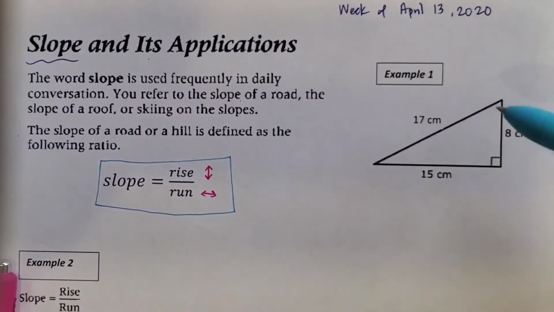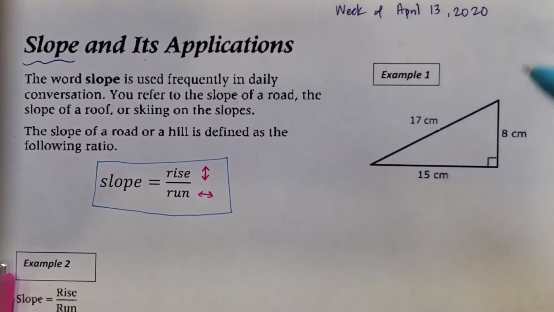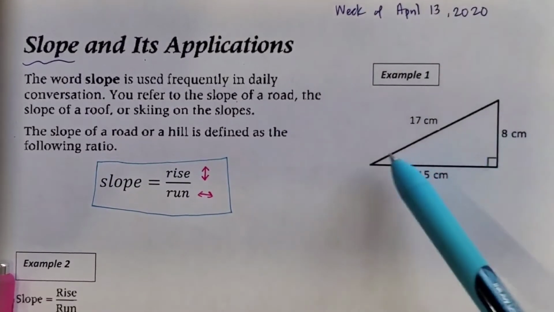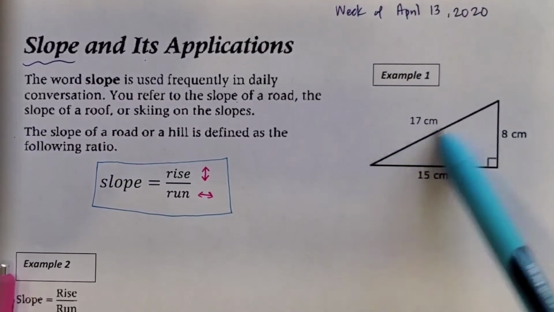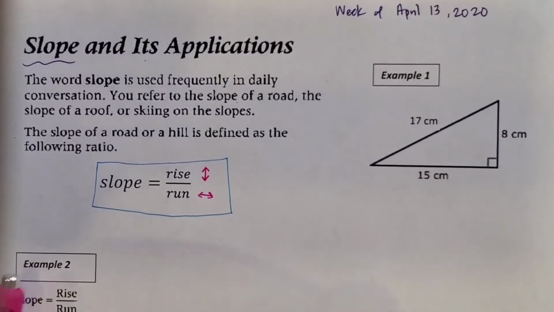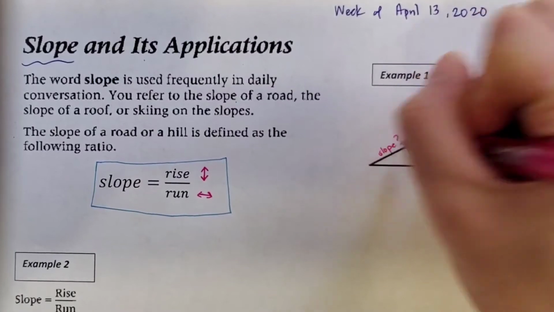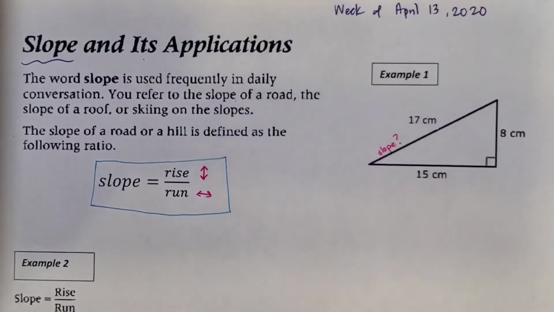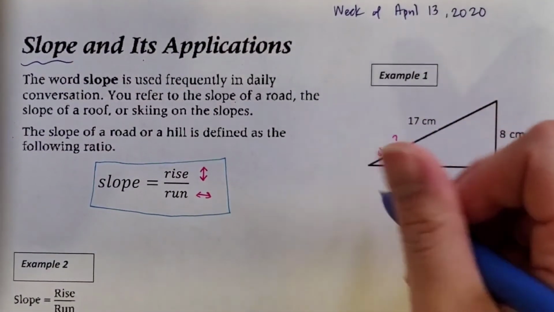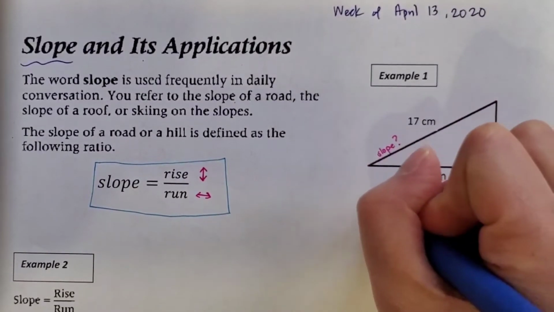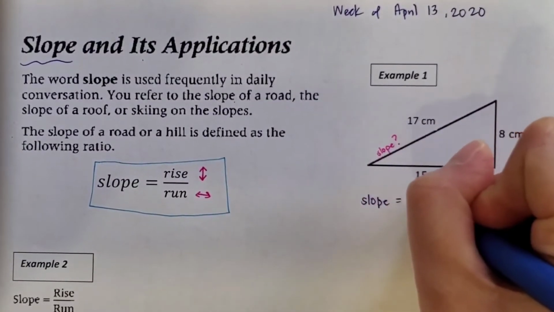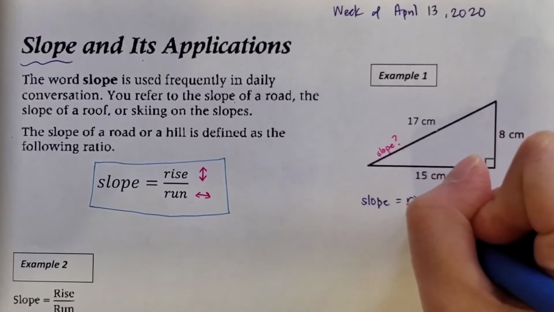For example 1, if you take a look at this, we're trying to find the slope of this line. We need to find the slope of this diagonal line. That's what it's asking you. Well, you're going to look at your ratio. So slope is rise divided by, or rise over, run.